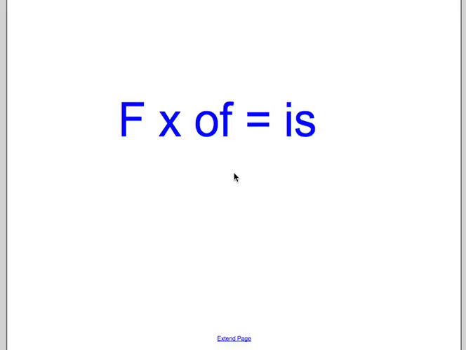Number 2. Write this down, please. F times of equals is. And make sure that you give yourself enough room that you can write information above and below. Okay.